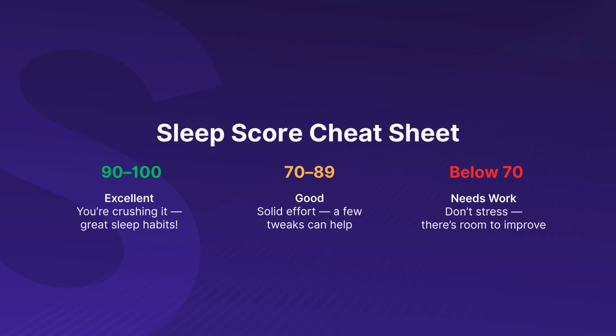Here's a sleep score cheat sheet. 90 to 100 equals excellent. Means you're crushing it. 70 to 89, solid effort, just a few tweaks needed. Below 70, don't panic. It's just a sign we've got room to improve. And now you know where.